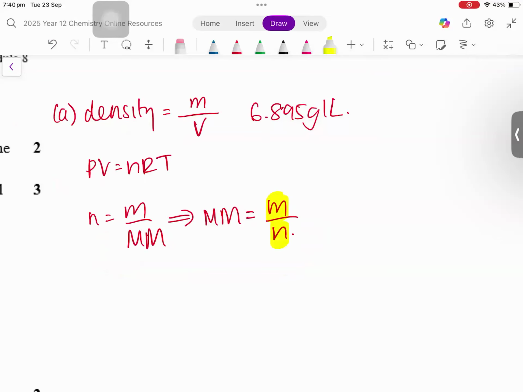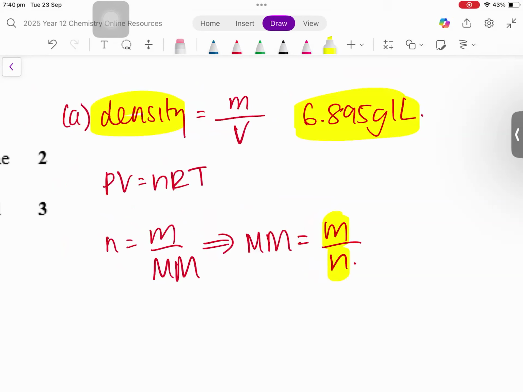I need to keep density because I have a number for that, 6.845. And I need to keep temperature because they gave me a number for that. I need to keep pressure because they gave me a number for that. I'm going to keep R because there's a number for that from my data sheet. I can't lose R if I wanted to, guys. I don't have anything to sub it in. So the only thing left, and then remember, I need to keep mass because that's mass on molar mass. I need to keep moles.